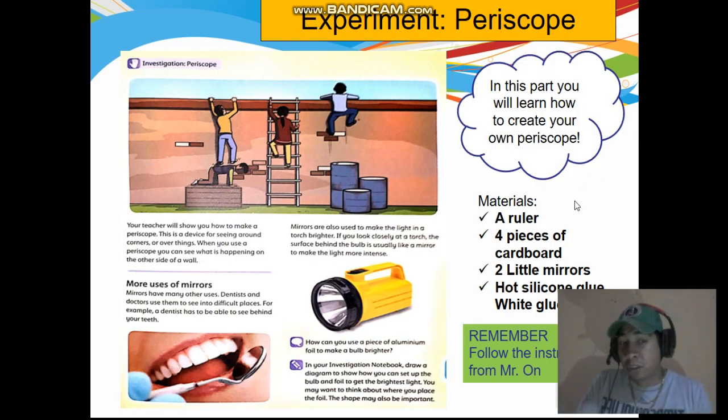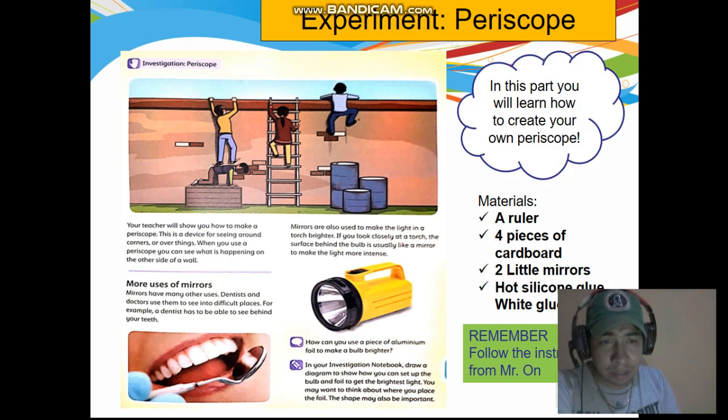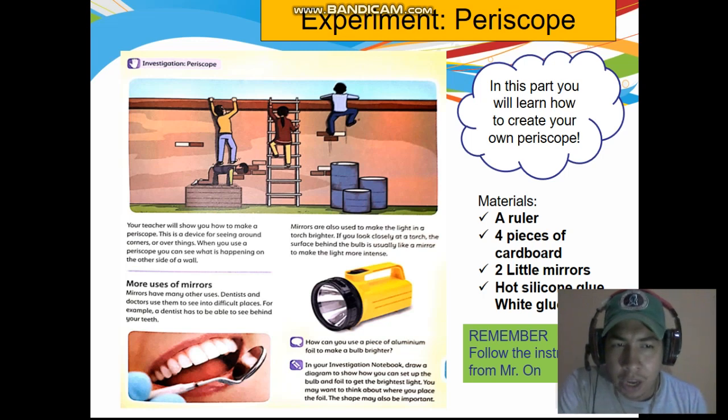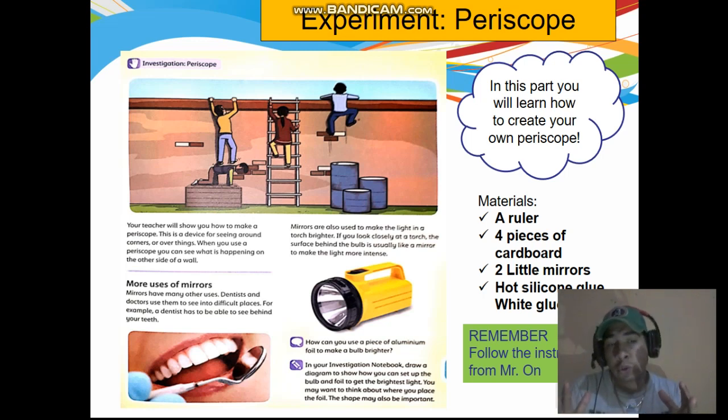Alright, so the next part of this lesson involves an experiment. And yes, we're gonna use some materials to make our own periscope. A periscope is something that you use to watch from the distance when you cannot reach.